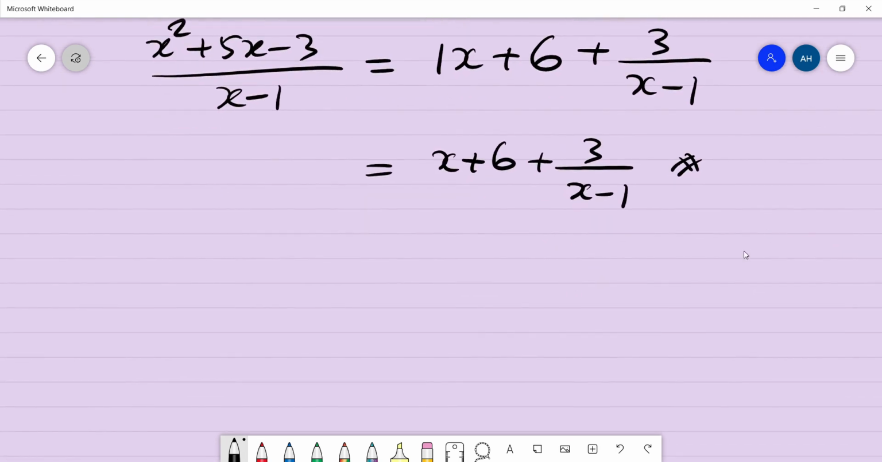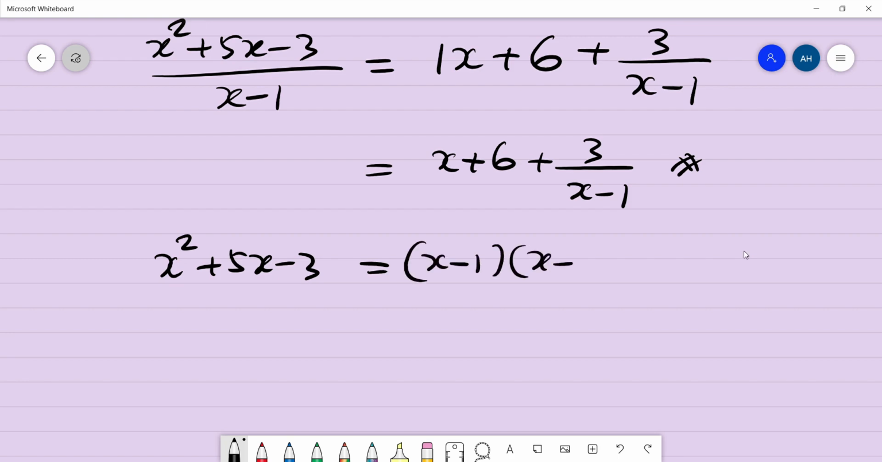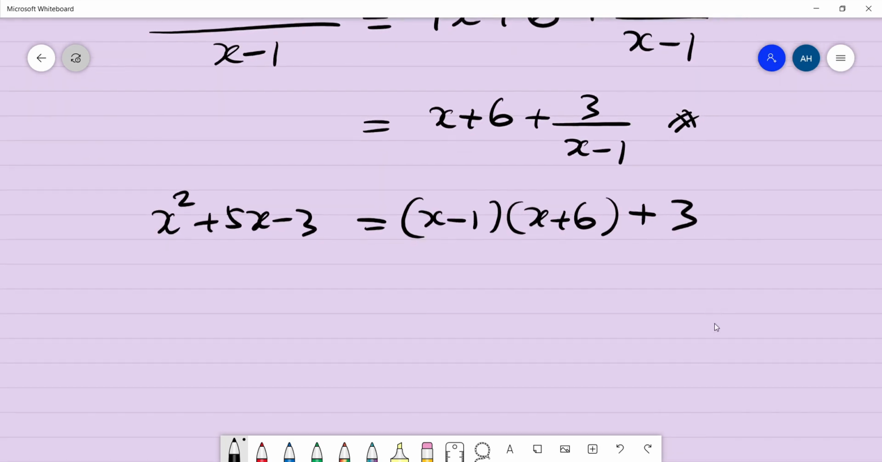If you still remember when we discussed the division algorithm, if we multiply both sides by x minus 1, the left hand side will be x squared plus 5x minus 3. Now on the right hand side, if we multiply by x minus 1 also, we have x minus 1 multiplied by x plus 6, and then plus the remainder, that is plus 3. If you still remember, the left hand side is actually, as we called it last time, the dividend.